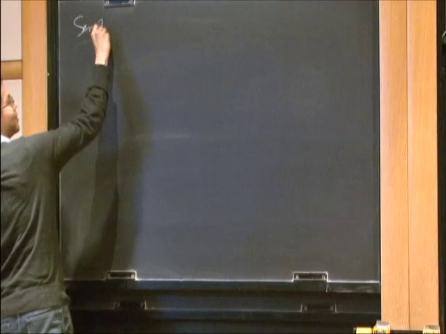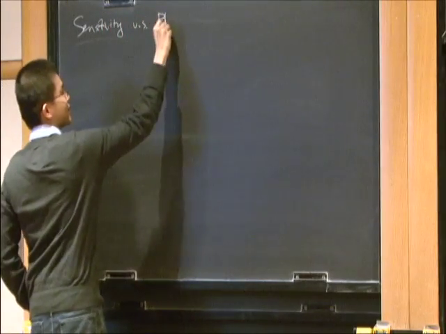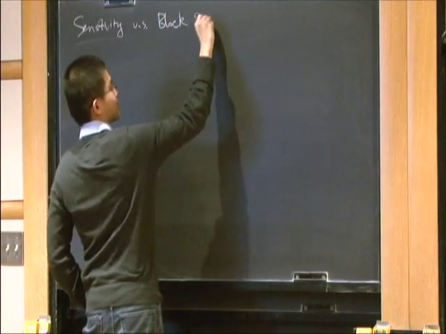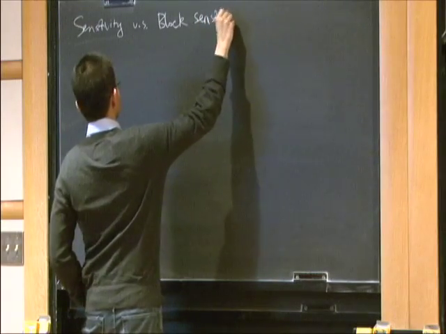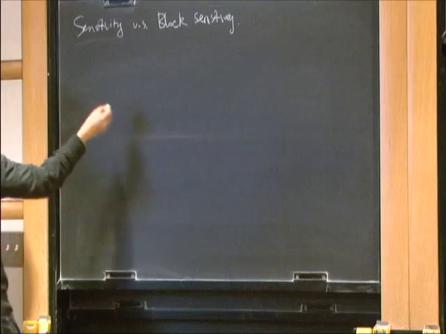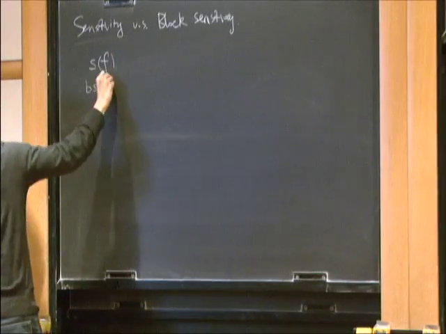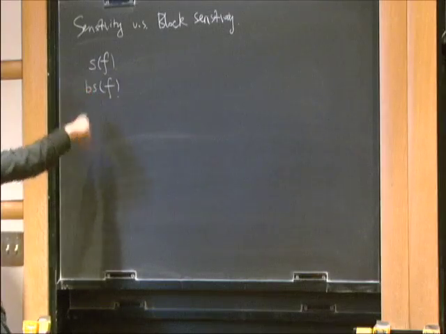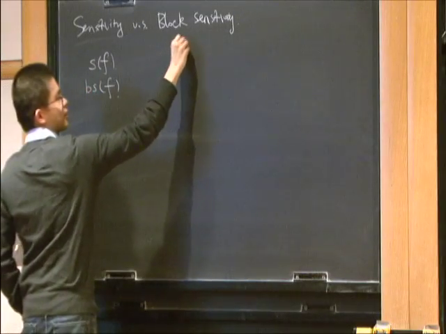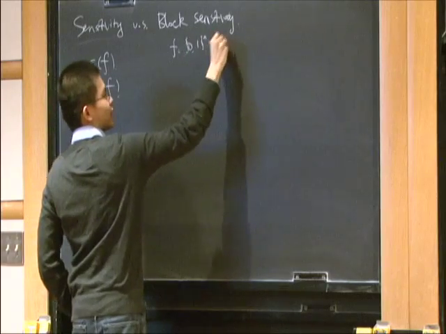With the talk on sensitivity versus block sensitivity. So first I want to briefly remind you what we did last time. So we defined the sensitivity of a function, block sensitivity. So f is a boolean function from {0,1}^n to {0,1}.